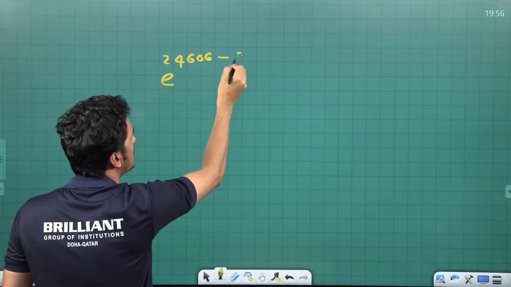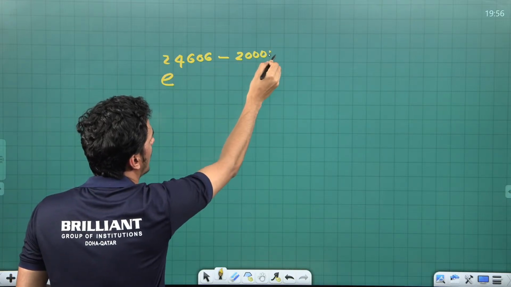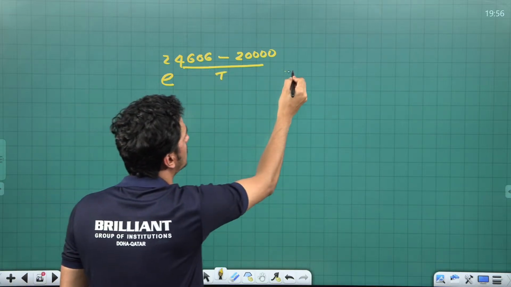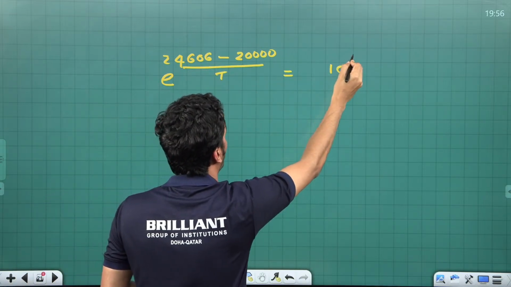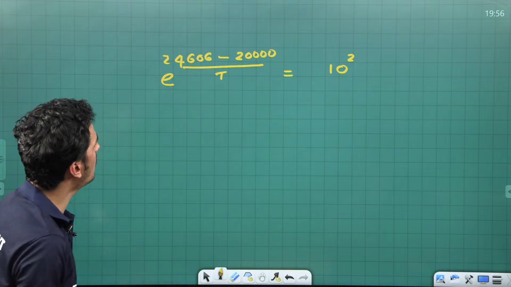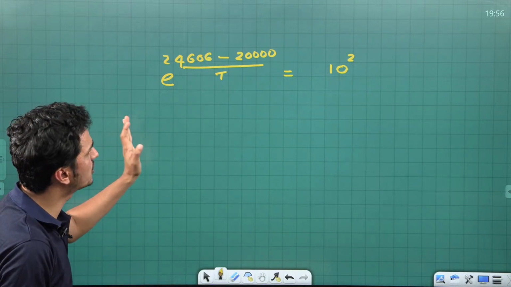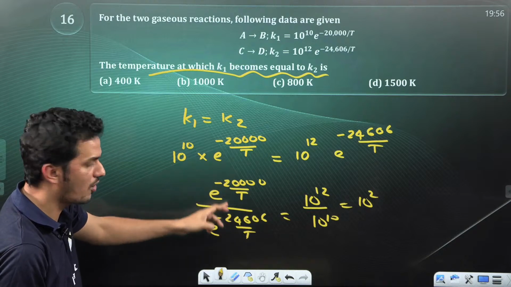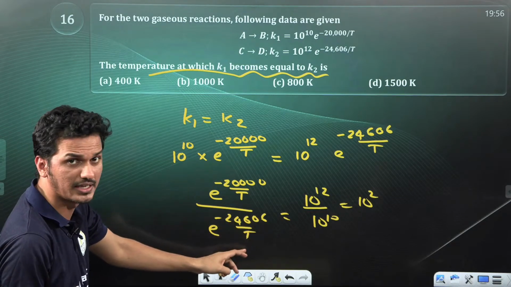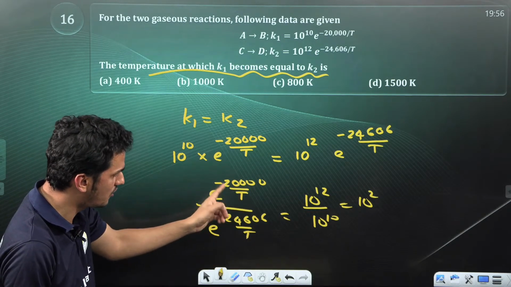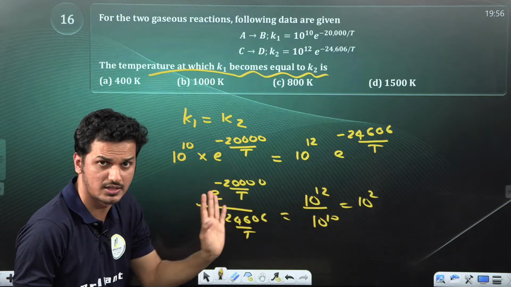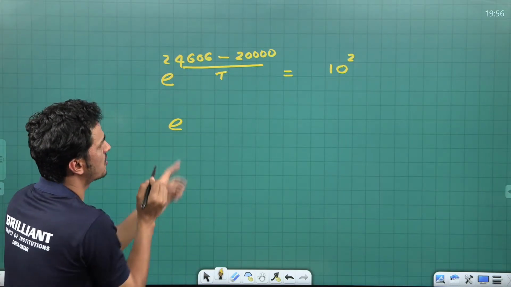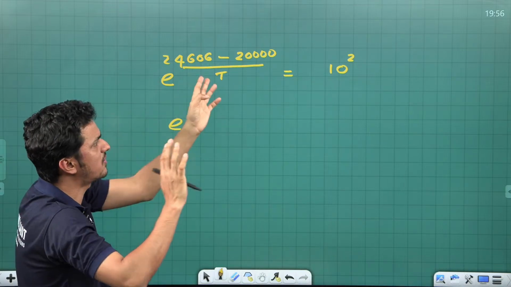Okay, minus 20,000 divided by T is equal to, you will get what? 10 square. Now I am going to take natural logarithm. You can check it again. So this one goes to the top, meaning 24,606 by T plus minus 20,000 divided by T. Here 10 square is there. Correct. Now e raised to, both have the same denominator, that's why I kept them together.